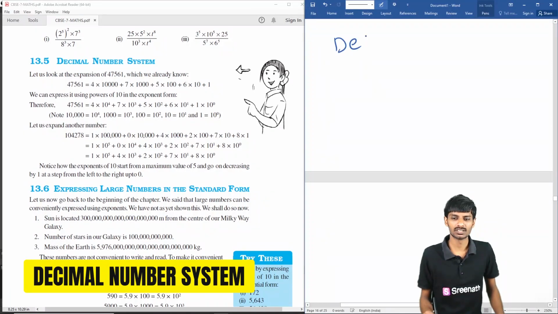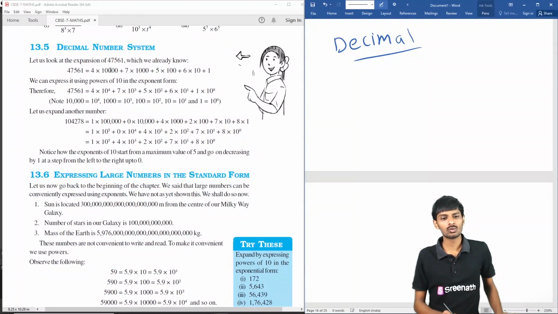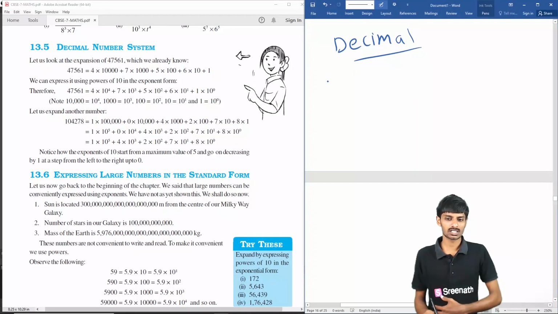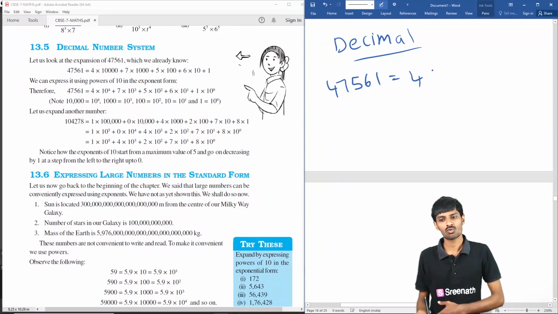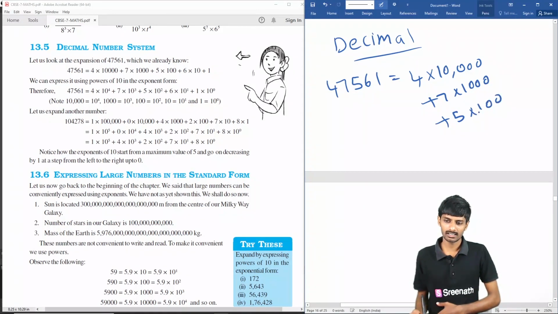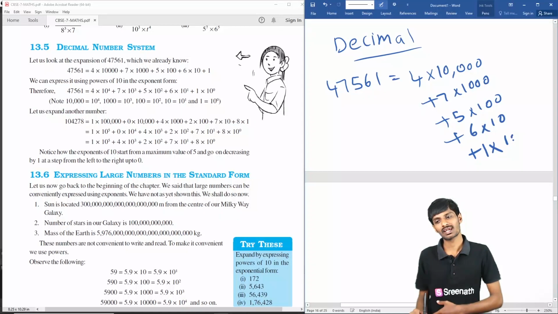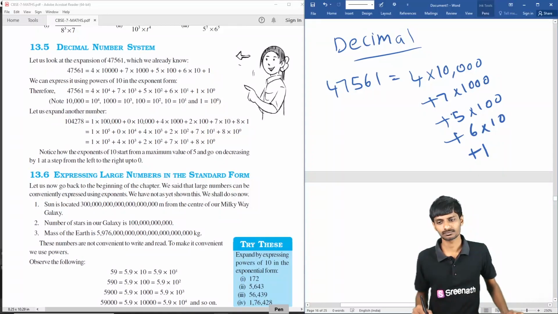So now decimal numbers. Decimal number system. So if you look at the 47,561, if I asked you to write in terms of expanded form, that is 4 into 10,000 plus 7 into 1000 plus 5 into 100 plus 6 into 10 plus 1 into, if you write, you can write it in 10 power 0. Any power 0 is, sorry, 10 into 1, that is 1, nothing.